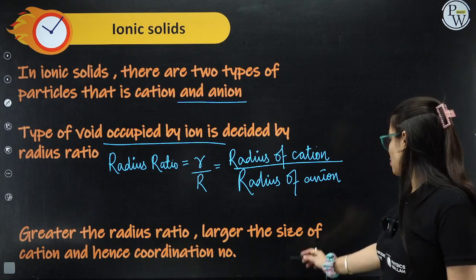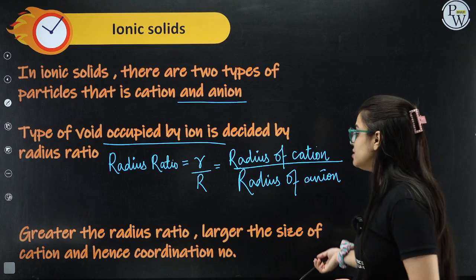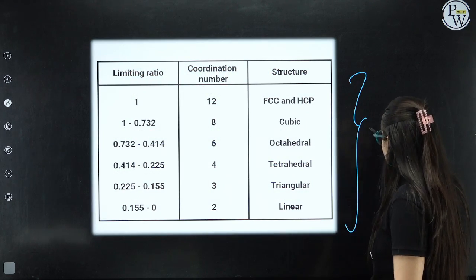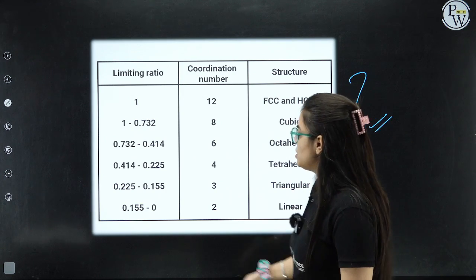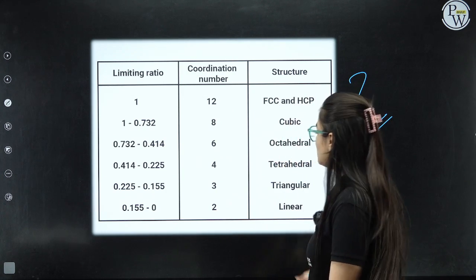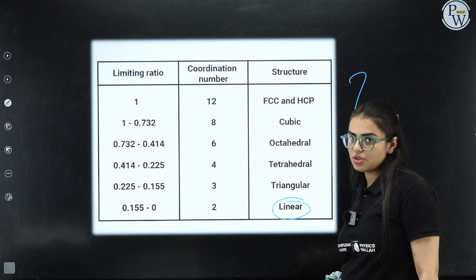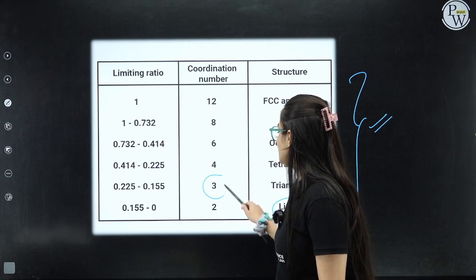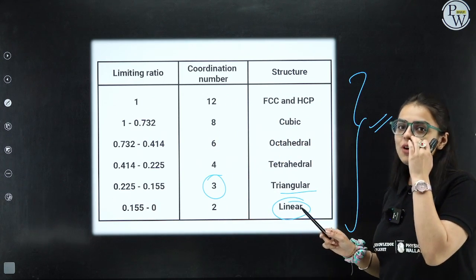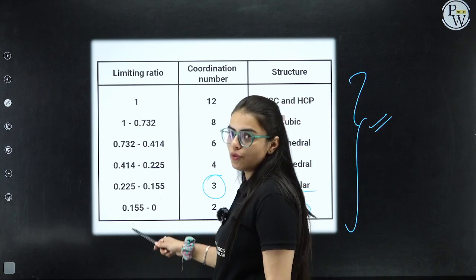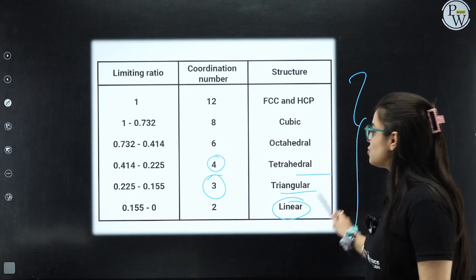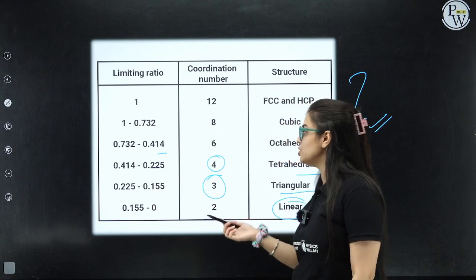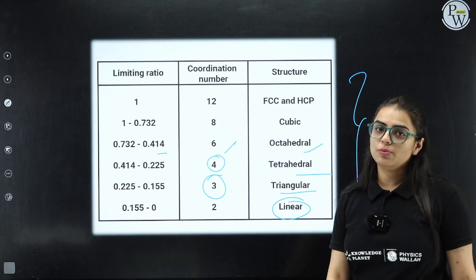The greater the radius ratio, the larger will be the size of the cation and hence the coordination number. So this table you need to remember. If the value lies between 0 to 0.155, coordination number is 2 and the structure is linear. Between 0.155 to 0.225, coordination number is 3 and the structure is triangular. Between 0.225 to 0.414, coordination number is 4 and the structure is tetrahedral. Between 0.414 to 0.732, coordination number is 6 and the structure is octahedral.